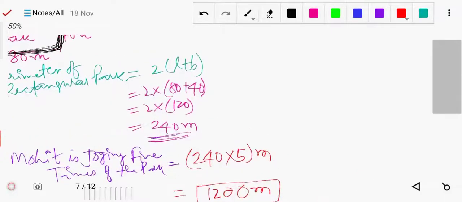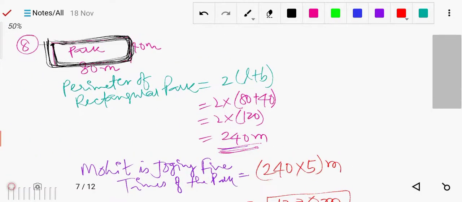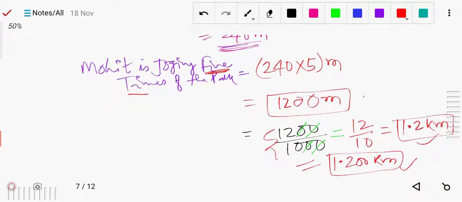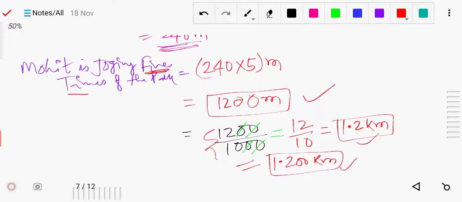First of all, what we have found, we get this rectangular park, and we find its perimeter. So this is the distance traveled in one round. So Mohit, how many times is he taking? 5 times he is rounding, so we multiply by 5. So 1200 meter he travels, he is running every day.